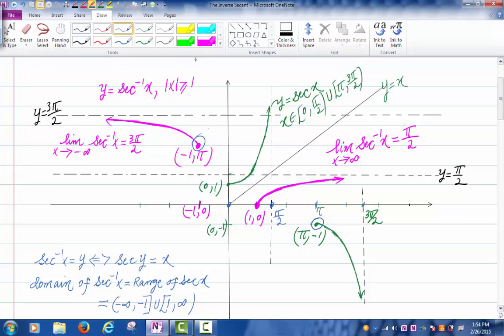The second thing is, again, I have a vertical asymptote at 3 pi over 2. Therefore, I have a horizontal asymptote at 3 pi over 2 for the secant inverse. So I drew the horizontal asymptote at 3 pi over 2. Finally, now I am thinking that between pi and 3 pi over 2, the secant curve is what?